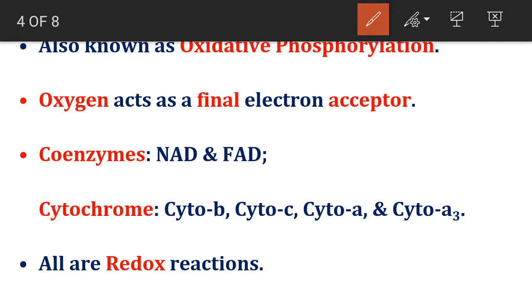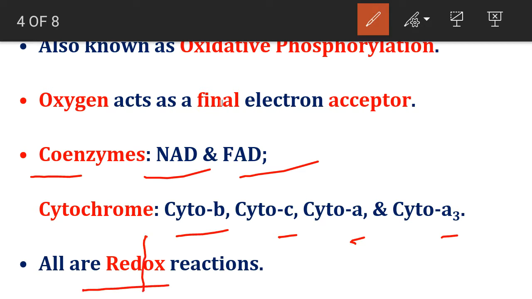In this process the various components involved are coenzymes FAD and NAD, cytochromes b, c, a, a3. All these reactions which are happening in the electron transport chain are redox reactions. Now what does it mean? Just look at the word redox. Red stands for reduction and ox stands for oxidation. Here the electrons which are being liberated by the oxidation of NADH and FADH2 are going to be accepted by some components. So that component is going to be reduced, and to continue the flow this component will lose the electron, that means oxidation.